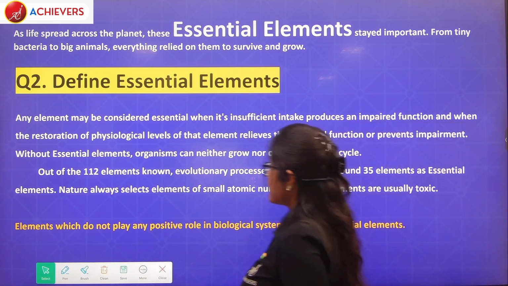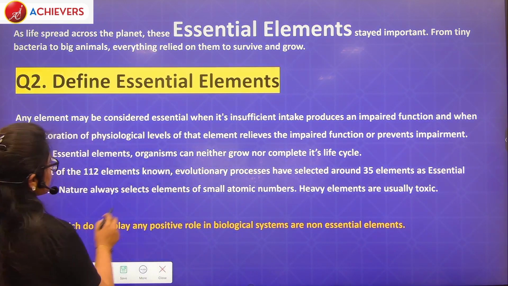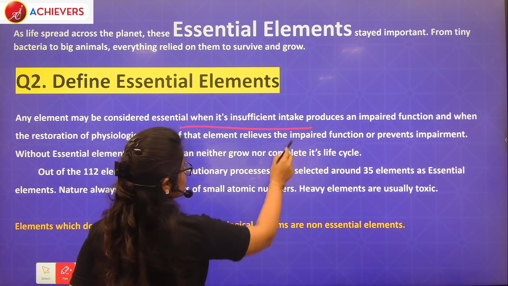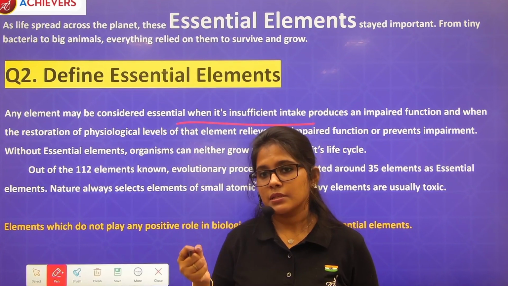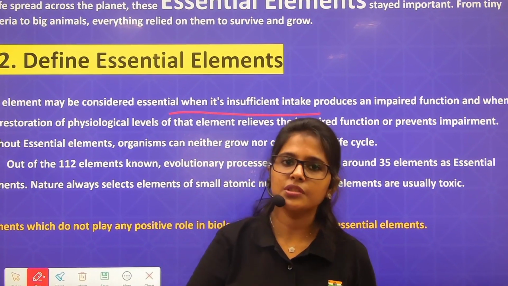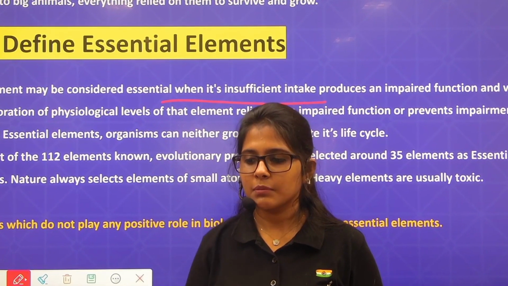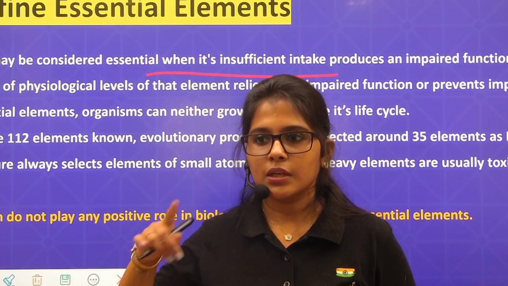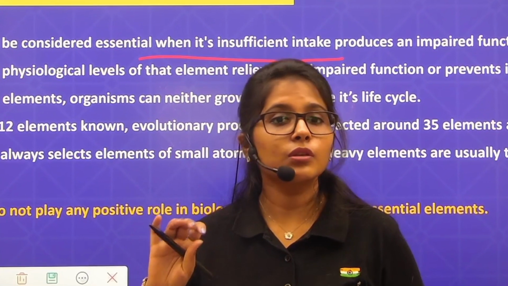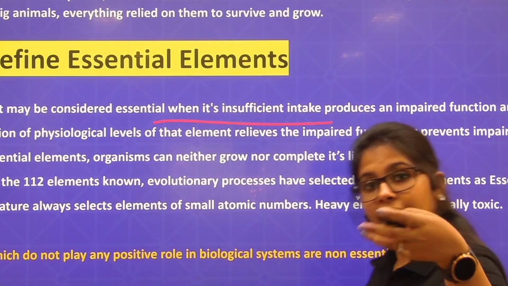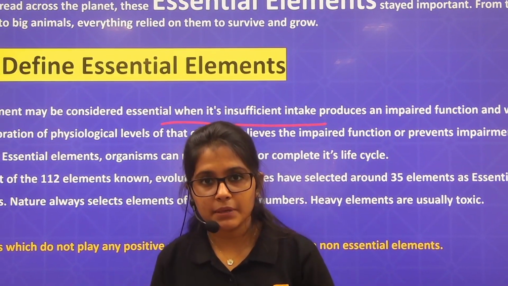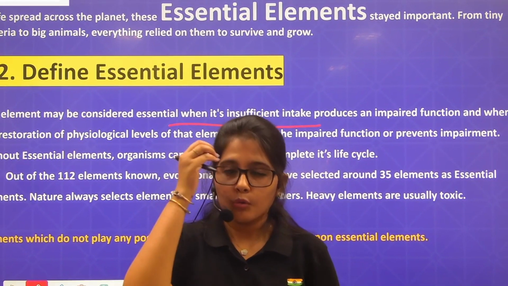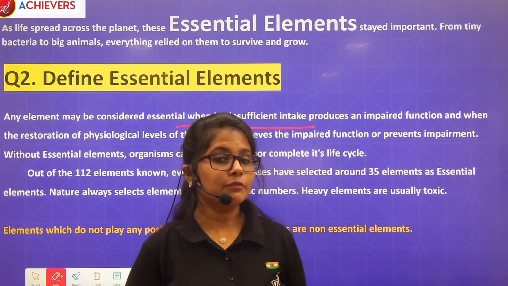Any element may be considered essential when its insufficient intake produces an impaired function. If those elements are not in our body in a sufficient quantity, then maybe the growth is not proper. Maybe एक जो शरीर का कोई एक प्रोसेस है, कोई एक सिस्टम है, वो ठीक से नहीं हो पाता है. पर लाइफ साइकिल आমরা বলতে পারি প্রপার যে বেঁচে থাকার জন্য পুরো যে লাइफ साइकिल वो भी शायद impaired होता है, मतलब वो प्रॉपर नहीं हो पाता है.